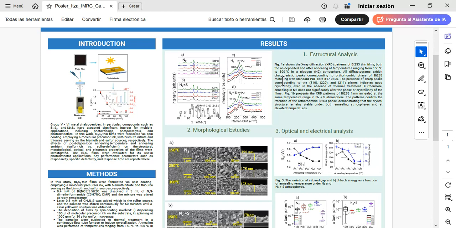Raman spectra also did not show any significant change due to annealing temperature or ambient.